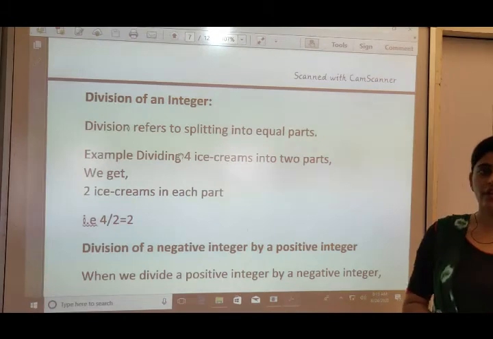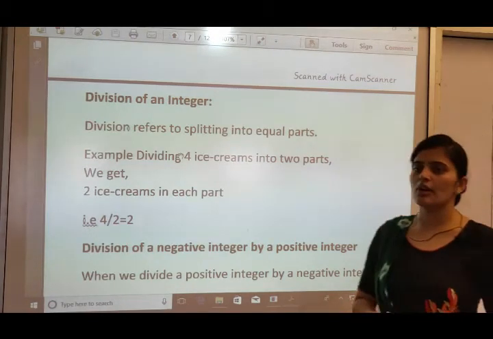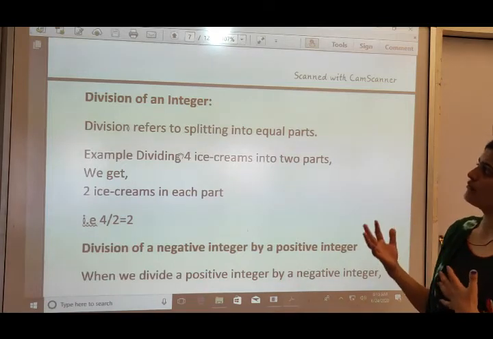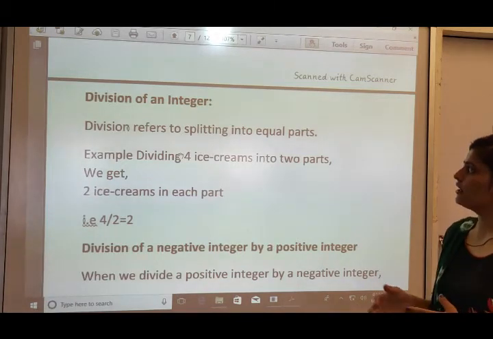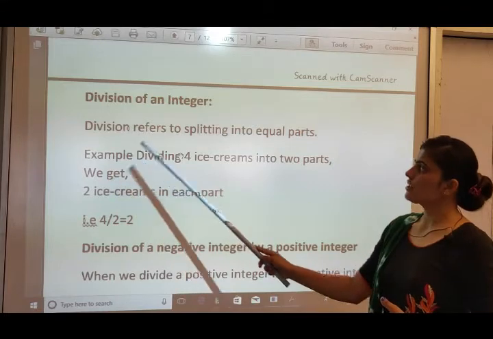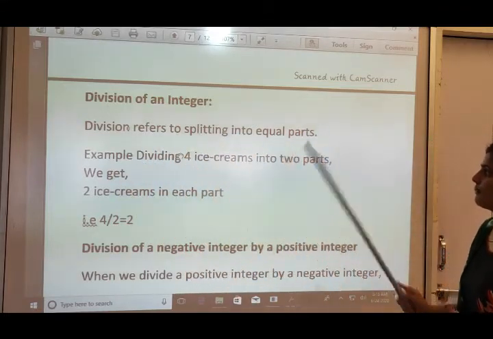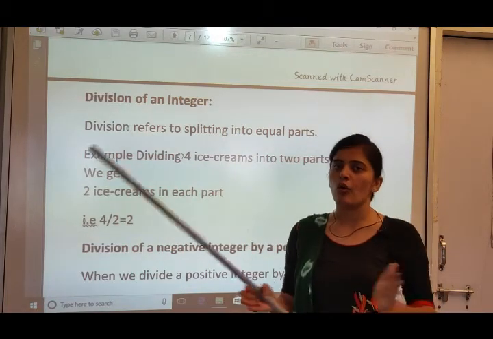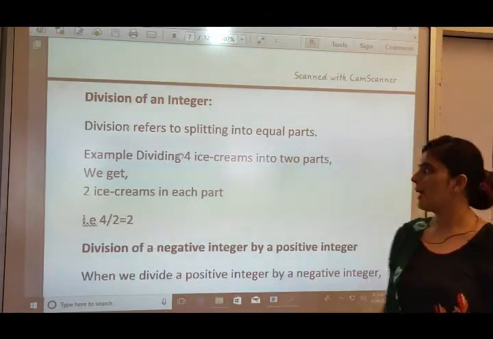Topic: division of an integer. Now we have learned about addition, subtraction and multiplication. Now another topic we have to learn is the division of an integer. Division refers to splitting into equal parts. What do we mean by division? Division means we have to divide the whole into equal parts.